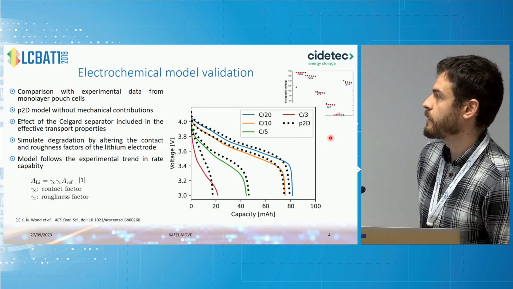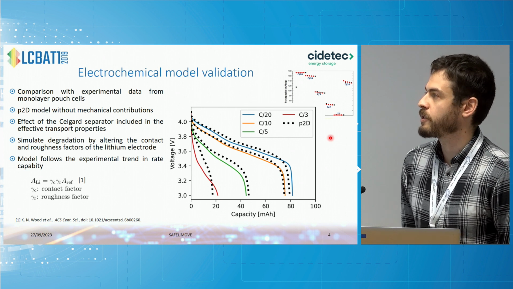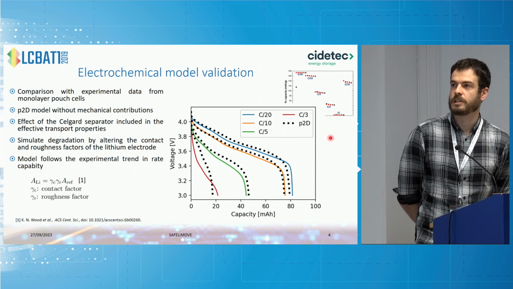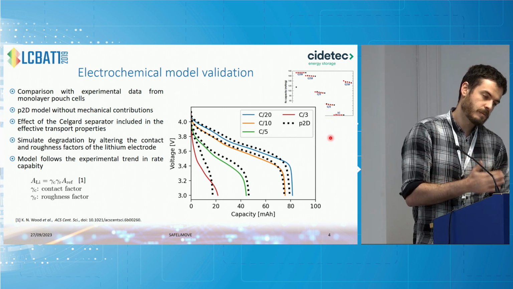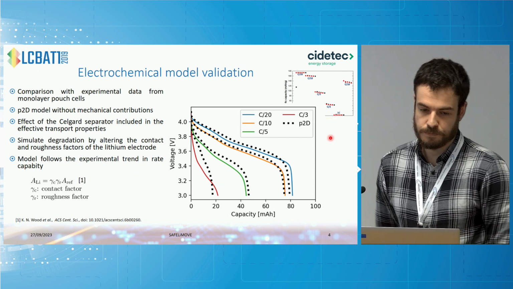So in this case we have included the effects of the separator, as I was mentioning, only as a macro effective property, so the whole separator is treated as a whole, and we have averaged the properties of the cell gas separator with the hybrid polymer electrolyte.